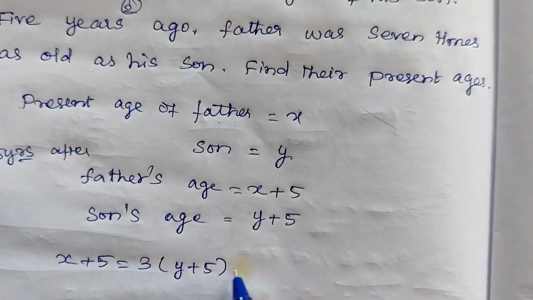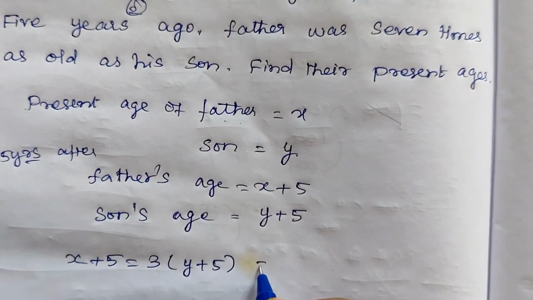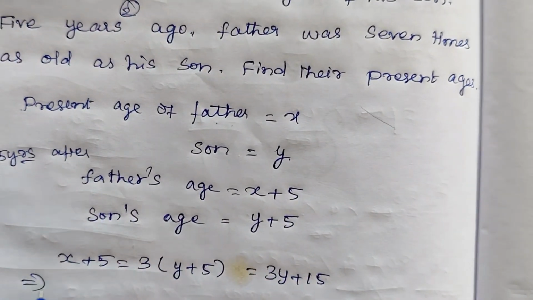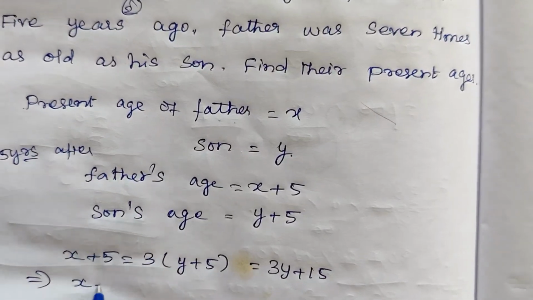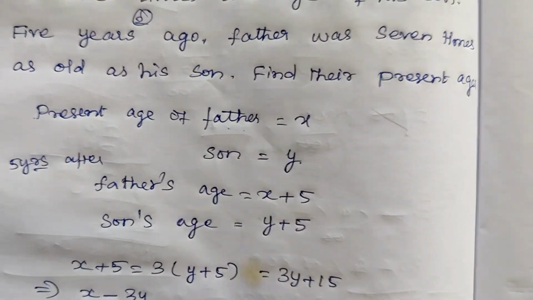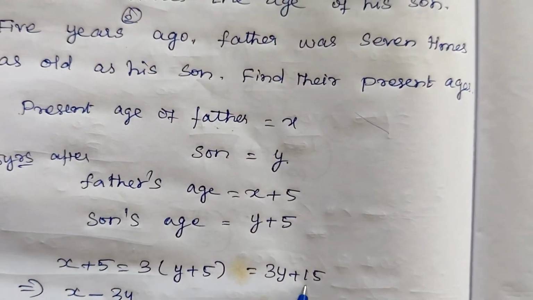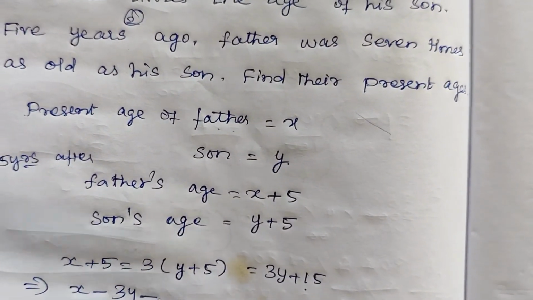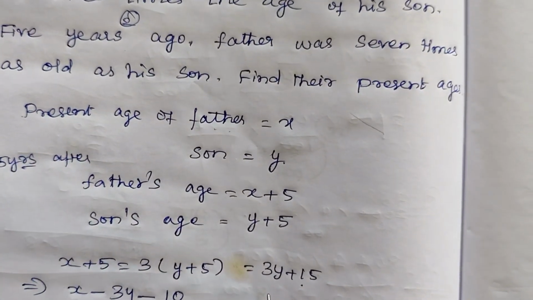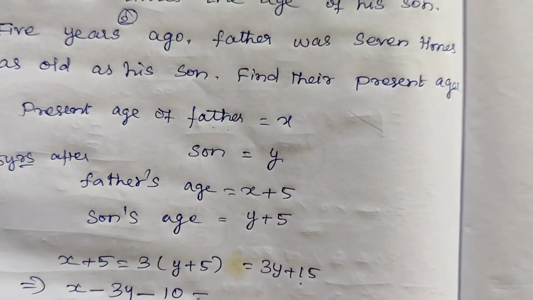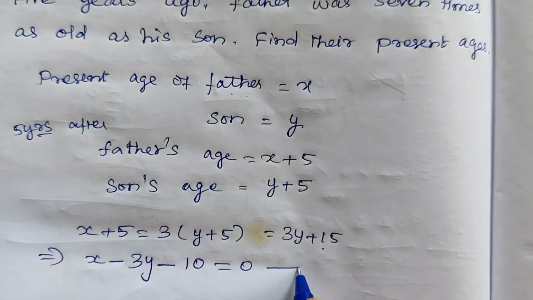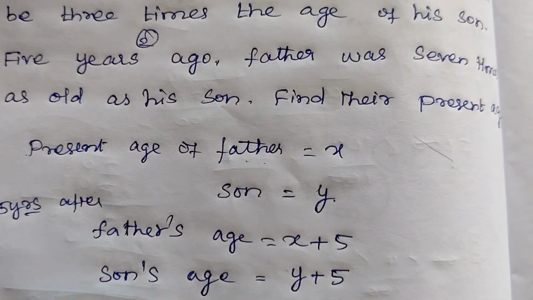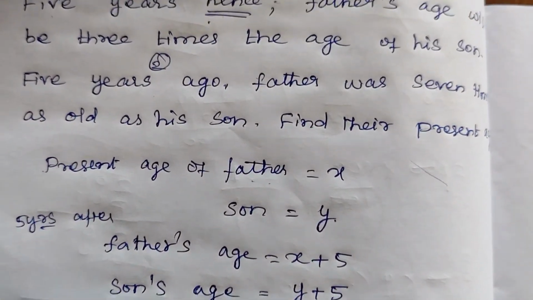So from this what do you get? x plus 5 equals 3y plus 15, which implies x minus 3y, here minus 15, so the other side we get minus 10. x minus 3y minus 10 equal to 0. This is the first equation from the first condition. Next we are going to use the second condition.